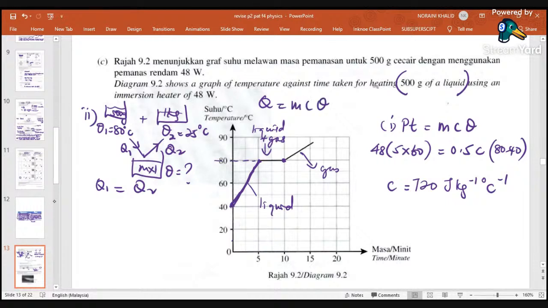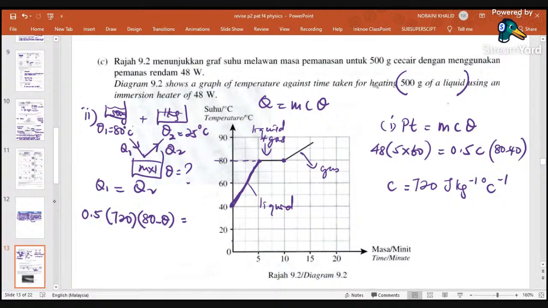So for Q1, m1 is 500 grams, so 0.5. Specific heat capacity calculated already, 720. Change in temperature, okay, this is 80, hot. Release heat, it will become a bit cool. So the final temperature will be smaller than 80. So change in temperature is 80 minus theta.